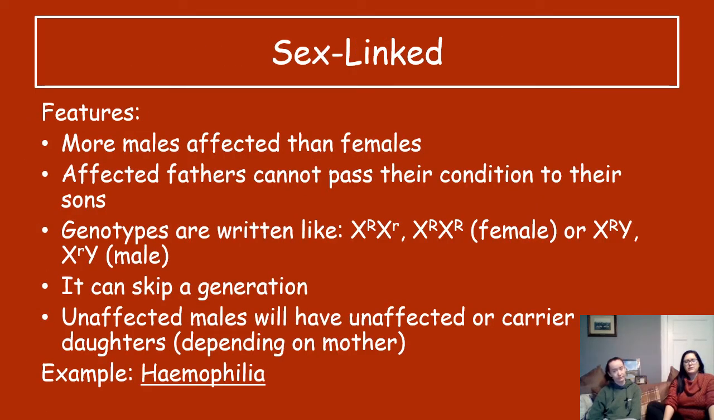Now, sex-linked features: more males are affected than females. And the reason for this is males have 1 chance to get it right, whereas females have 2 chances to get it right. So males basically, if they end up with 1 bad gene, are going to have that condition. Whereas females, if they end up with just 1 bad gene, we're going to assume the other one is healthy, and because it's recessive, they will be healthy overall.